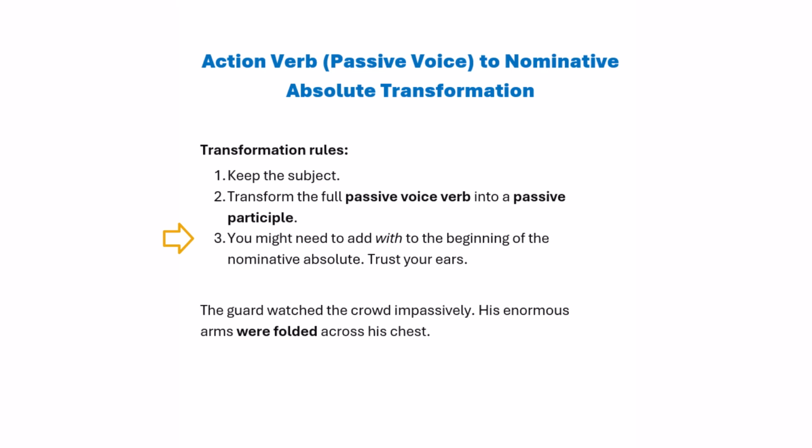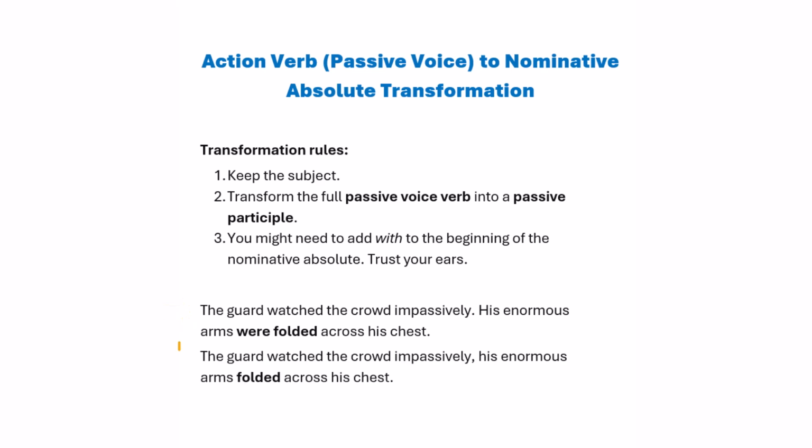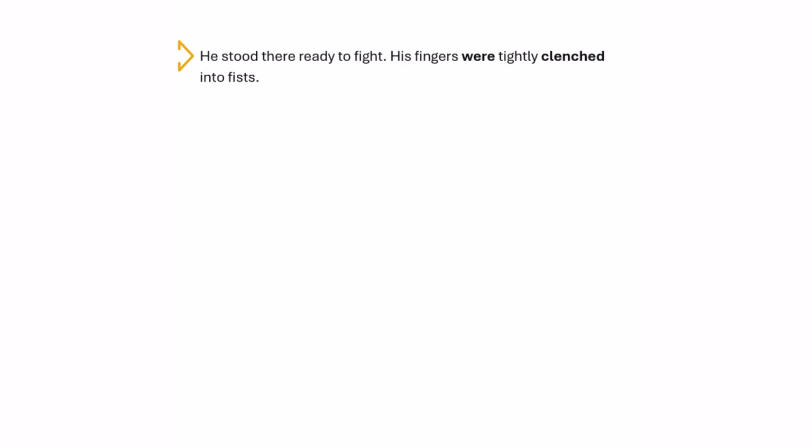Trust your ears. The guard watched the crowd impassively. His enormous arms were folded across his chest. The guard watched the crowd impassively, his enormous arms folded across his chest. He stood there ready to fight. His fingers were tightly clenched into fists. He stood there ready to fight with his fingers tightly clenched into fists. Or, he stood there ready to fight, his fingers tightly clenched into fists.